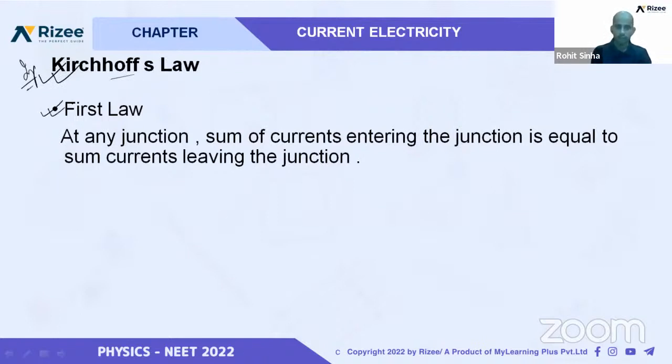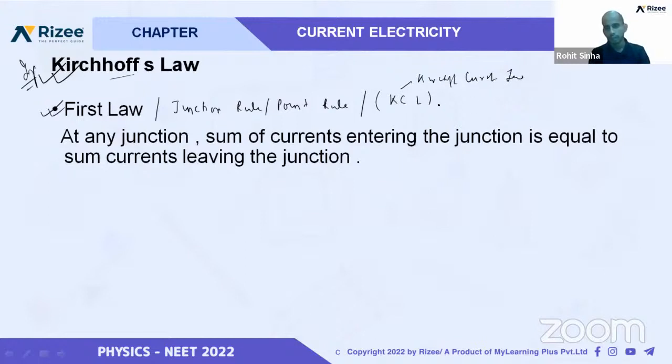Kirchhoff's first law is also called the junction rule, or we call it the point rule. In short we write it like this, KCL, and say it as Kirchhoff's current law. In this law, we relate current, so we say Kirchhoff's current law.